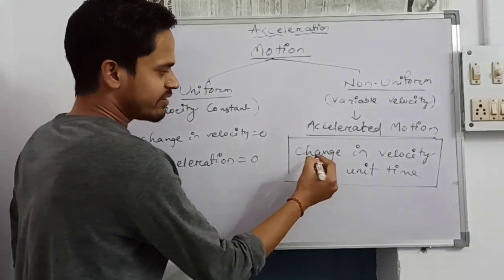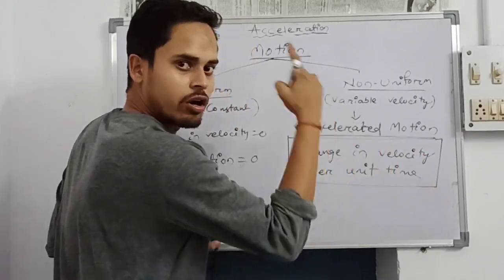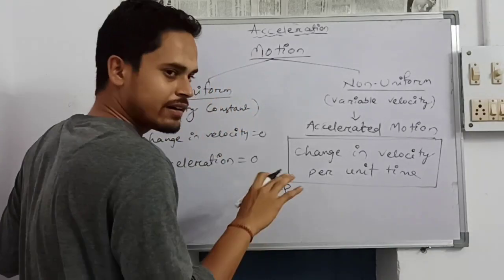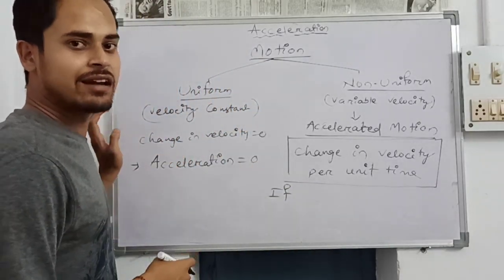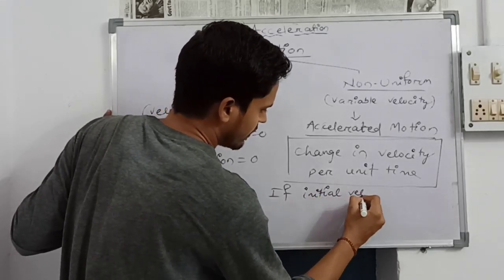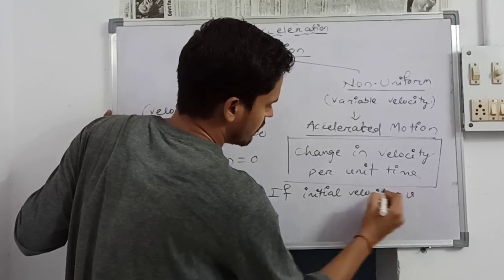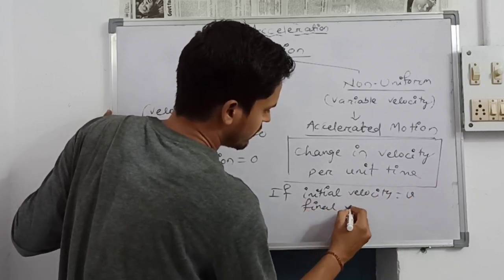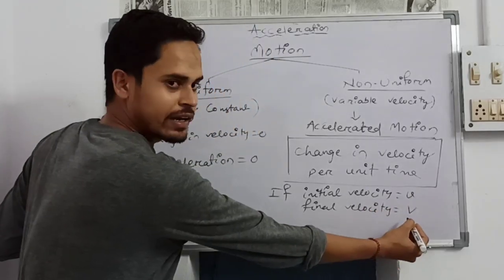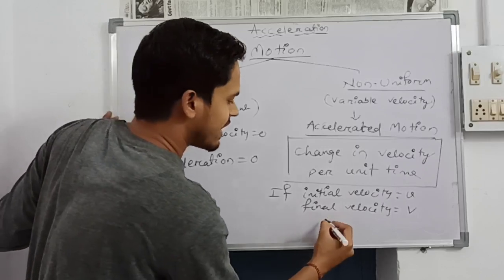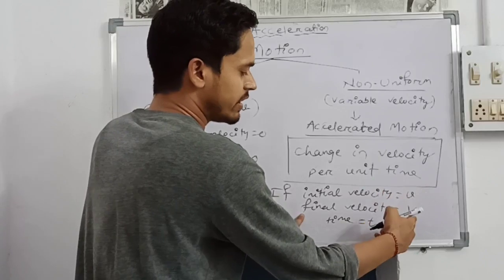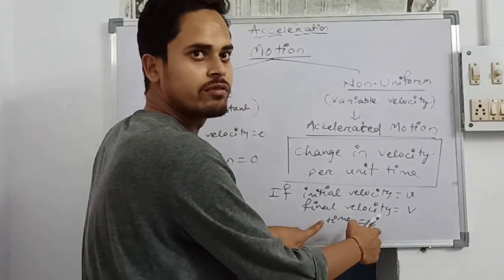As the acceleration definition is change in velocity per unit time, already we have studied before. At the starting of motion, when we are considering the initial velocity, if initial velocity is equal to u, final velocity is equal to v. अच्छा, u से v होने के लिए let's say time is equal to t. Initial velocity से final velocity होने के लिए time equal to t.